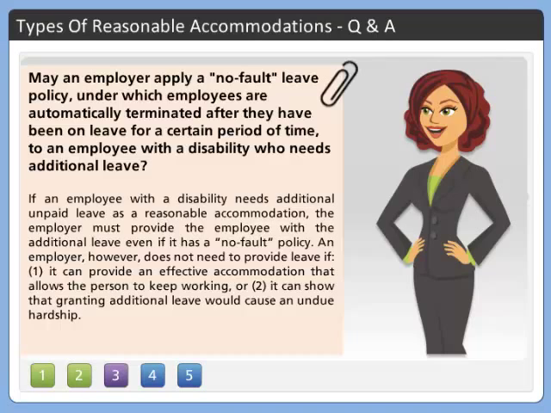May an employer apply a no-fault leave policy under which employees are automatically terminated after they have been on leave for a certain period of time to an individual with a disability who needs additional leave? If an employee with a disability needs additional unpaid leave as a reasonable accommodation, the employer must provide the employee with the additional leave even if it has a no-fault policy. An employer, however, does not need to provide leave if, 1, it can provide an effective accommodation that allows the person to keep working, or 2, it can show that granting additional leave would cause an undue hardship.